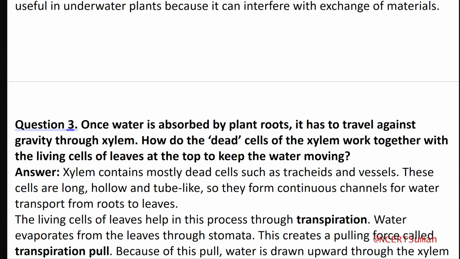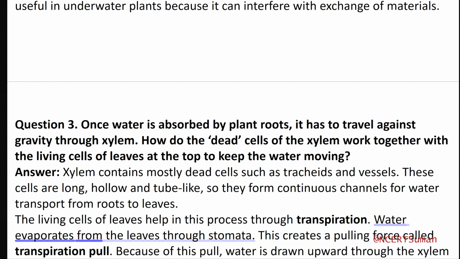Question 3. Once water is absorbed by plant roots, it has to travel against gravity through xylem. How do the dead cells of the xylem work together with the living cells of leaves at the top to keep the water moving? Answer: Xylem contains mostly dead cells such as tracheids and vessels. These cells are long, hollow, and tube-like, so they form continuous channels for water transport from roots to leaves. The living cells of leaves help in this process through transpiration.